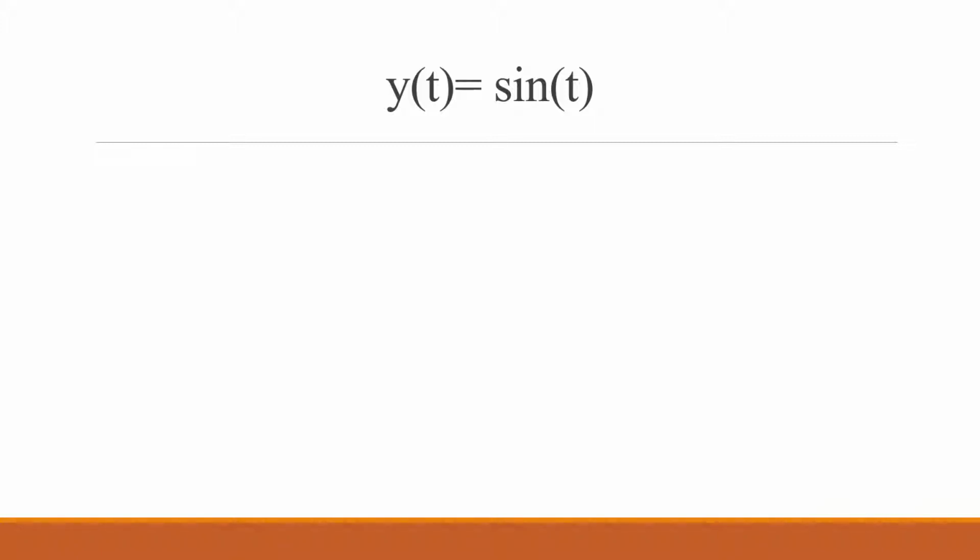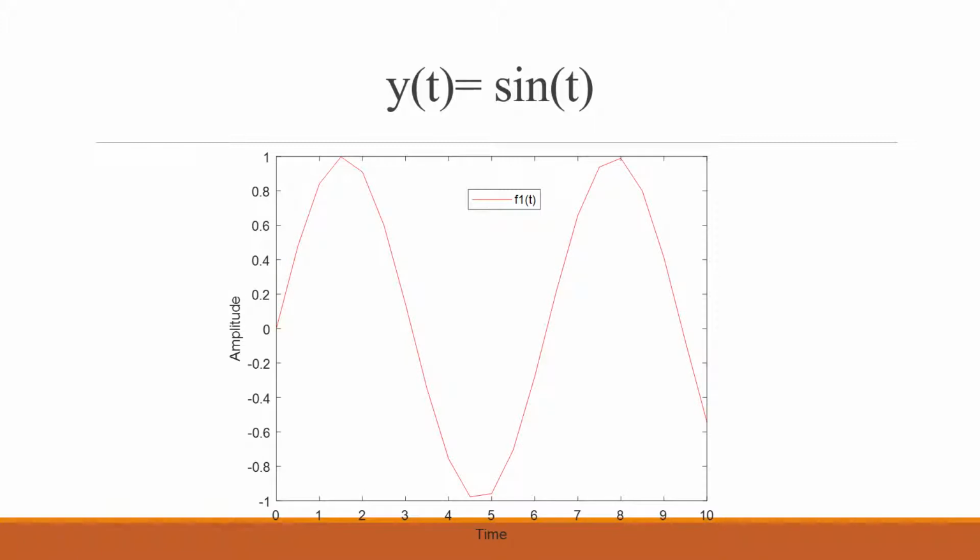Consider the graph of the function y equal to sine of t. The graph of this function is a sine wave, as shown in the diagram in the slide. The value of y at each value of time is given by the sine value of t. The wave starts at 0 amplitude at time t equal to 0 and sinusoidally propagates through time.